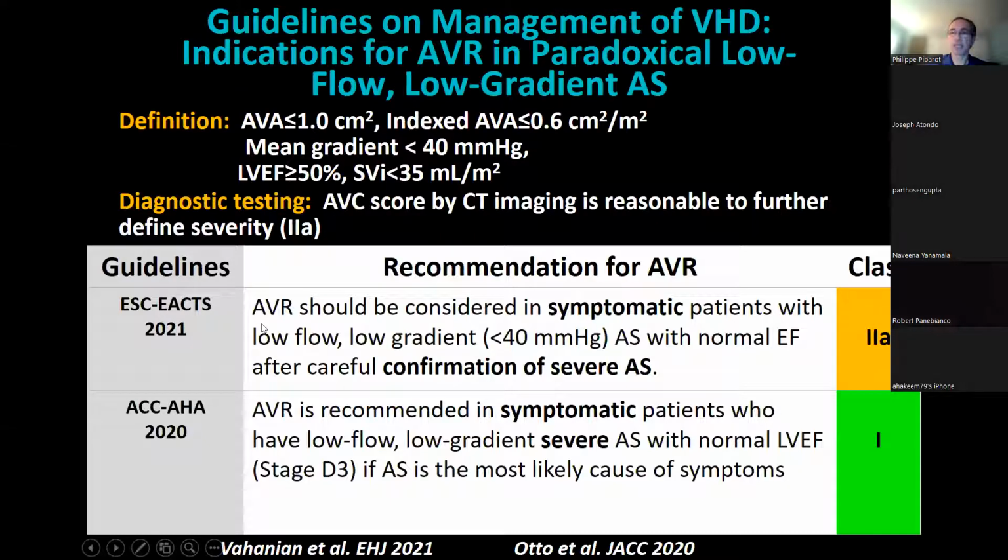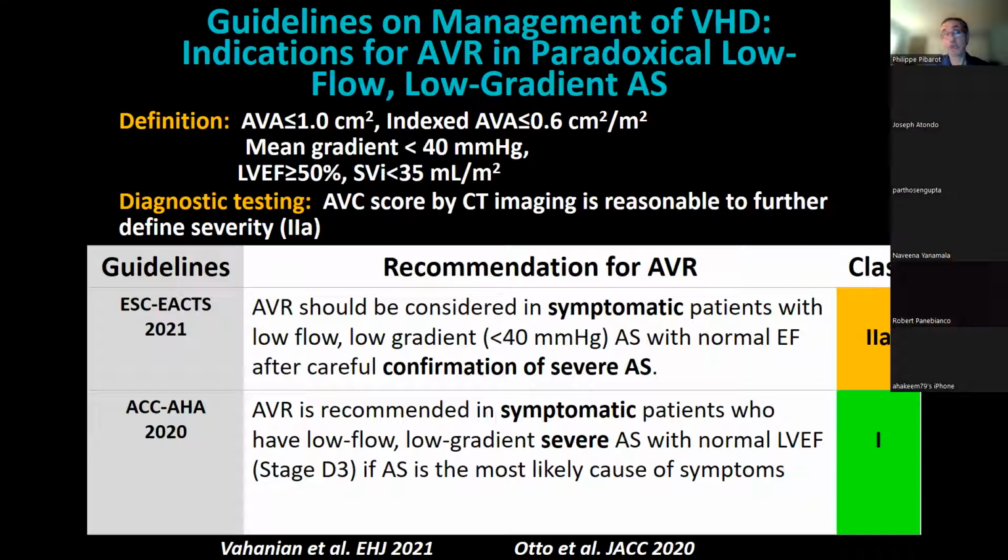So what do we have in the guidelines for this patient with paradoxical low flow, low gradient, the D3 stage? This is the definition that you have in the guidelines. So severe valve area, severe index valve area, low gradient, preserved EF, low flow, defined as a stroke volume index lower than 35. And it is recommended now in the new edition of the guidelines, both the American and the European, to use calcium scoring by CT, non-contrast CT, to confirm the stenosis severity in this patient, because you have a discordant grading at the resting echo.